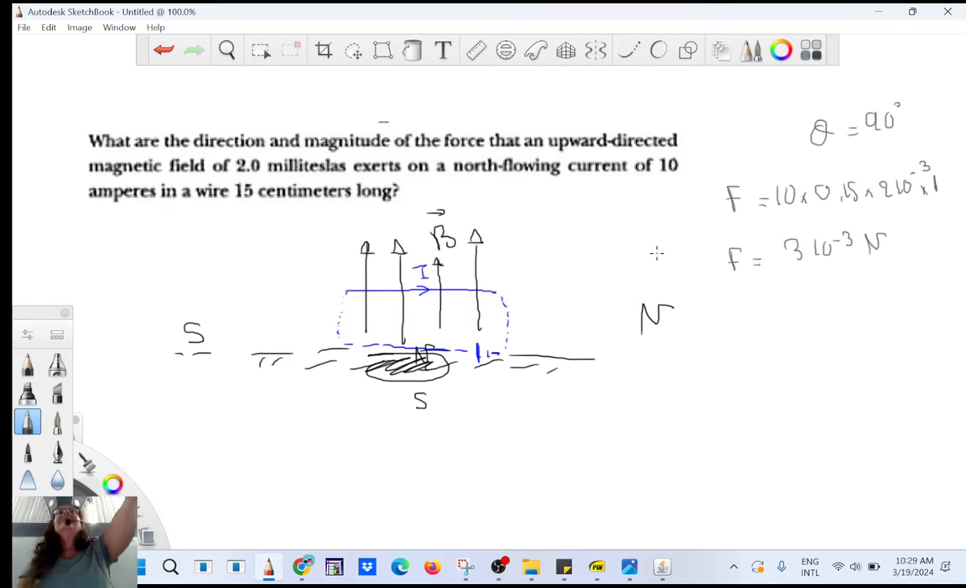So take your right hand. Tell me if the force is out of the screen or in the screen. Out of the screen. Yes, you're right, towards you, right? I, V, F. Do you all agree with that? So how do we show that? We're going to make a dot like this. That will be your force towards you. So it's going to be deflected. Okay?